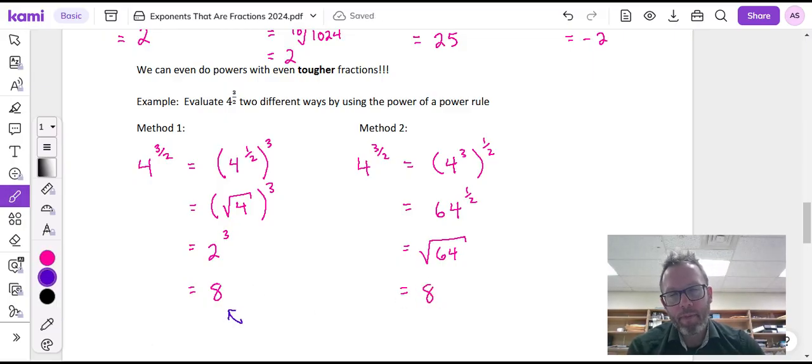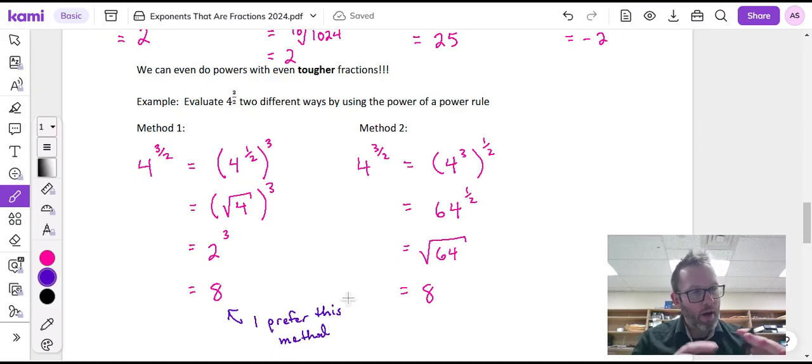And we do root 64, and you can see we get 8 both ways. Now for me, I prefer this method, because by doing the root first, usually you make the numbers smaller and more manageable to work with. By doing the power first, that usually makes things bigger and you just have larger numbers to work with. So I usually prefer method 1. And from now on, I will use method 1.